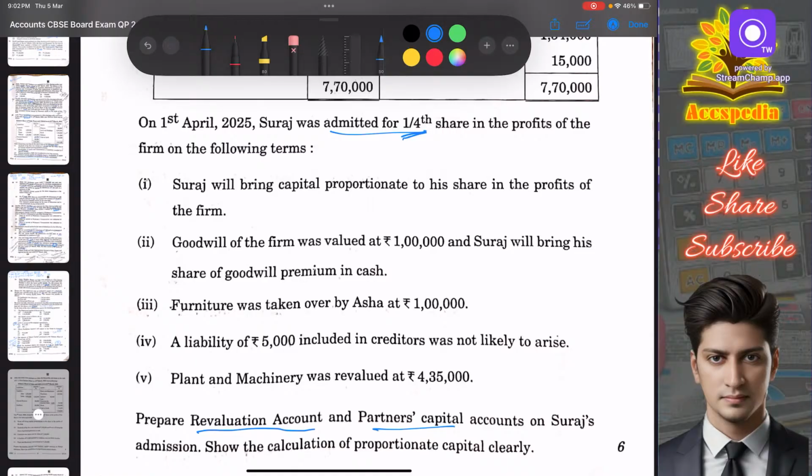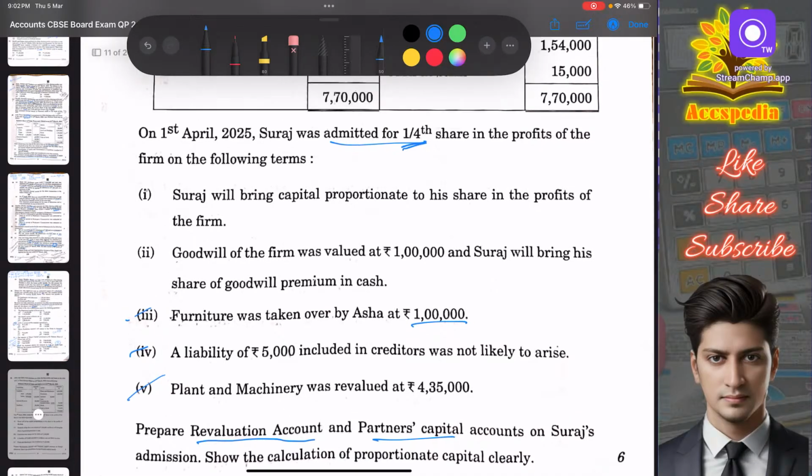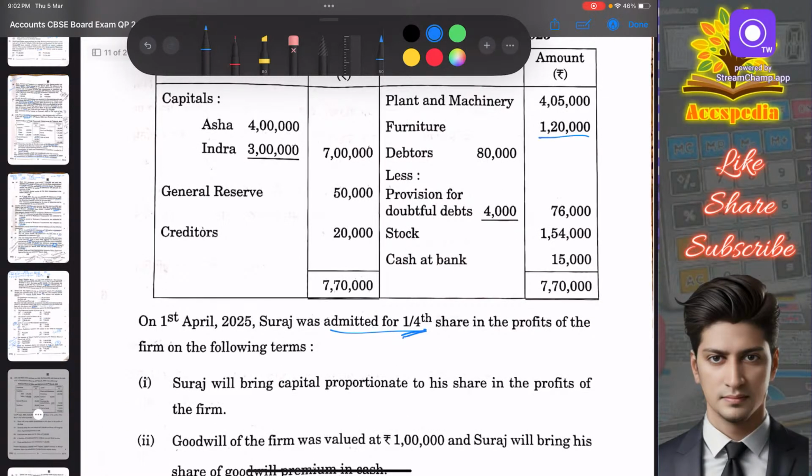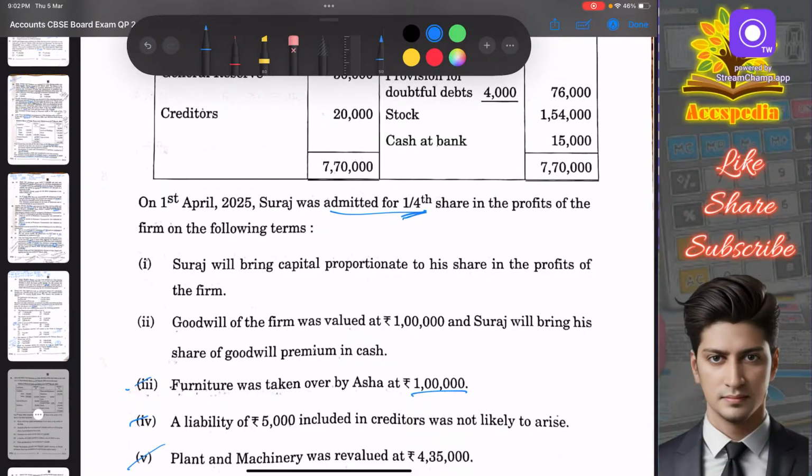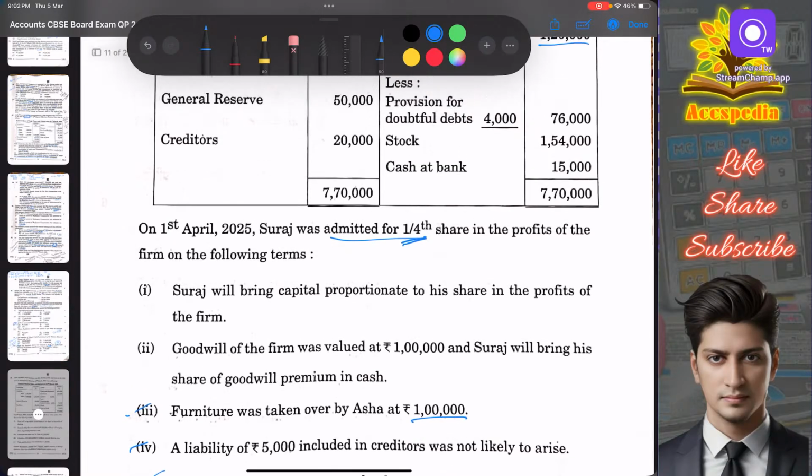Revaluation account. Now go and read the revaluations. Revaluation I think starts from here, this and this. Furniture was taken over by Asha at 1 lakh. What is the value of furniture? 1,20,000. So he took it at 1 lakh. So there is a decrease in the value of furniture, loss.